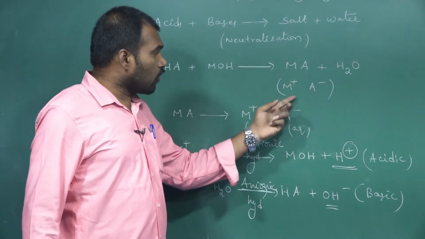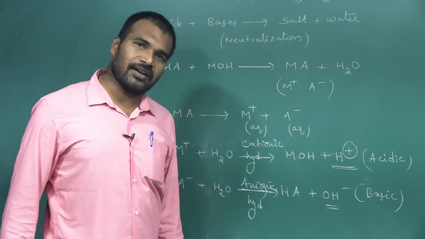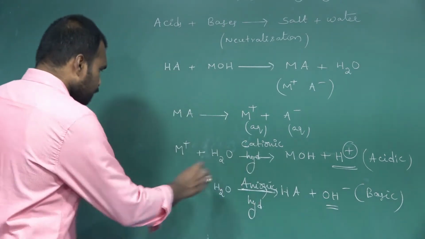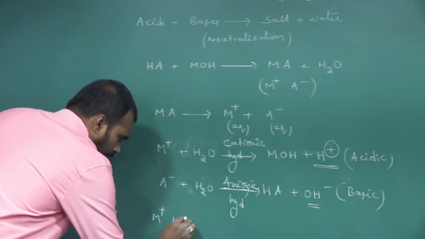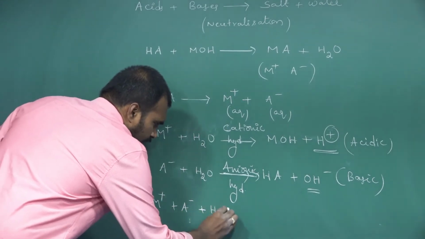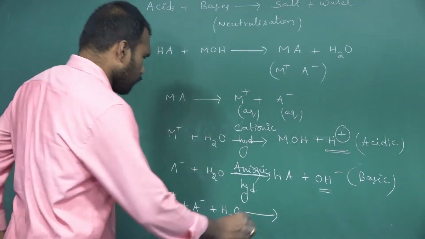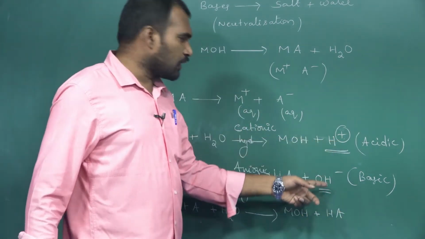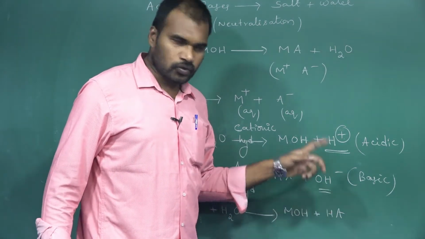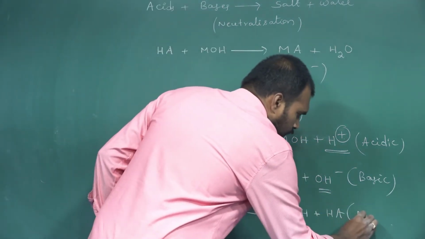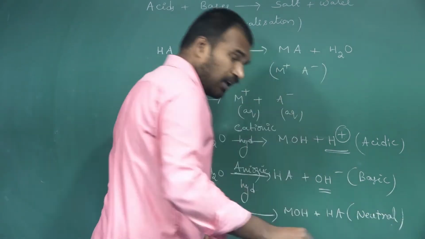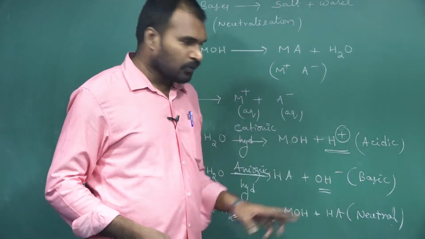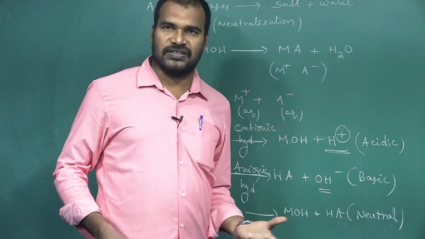Sometimes both cations and anions get hydrolyzed. So if both ions get hydrolyzed, what will happen? Let us see. If M+ ion and A- ion both react with water and they produce MOH and HA, there is no H+ and OH- ions. So the resulting solution may be neutral and sometimes acidic if the Ka value of the acid is greater than Kb. If the Ka value is less than Kb, then it is basic.